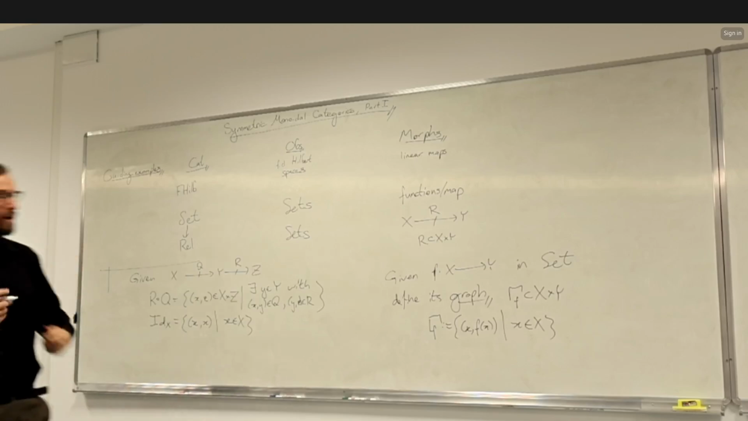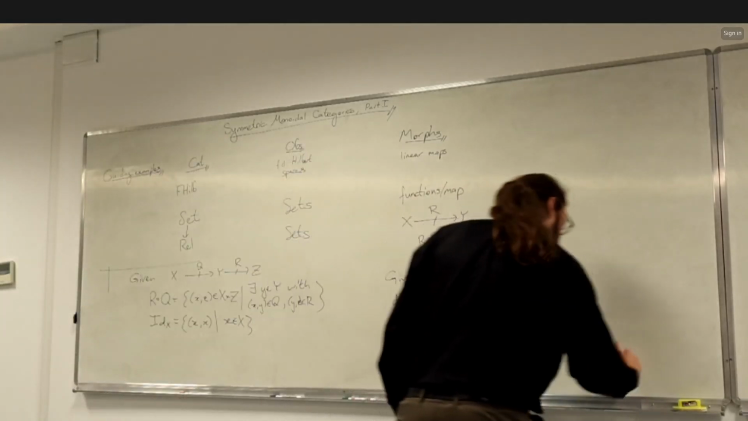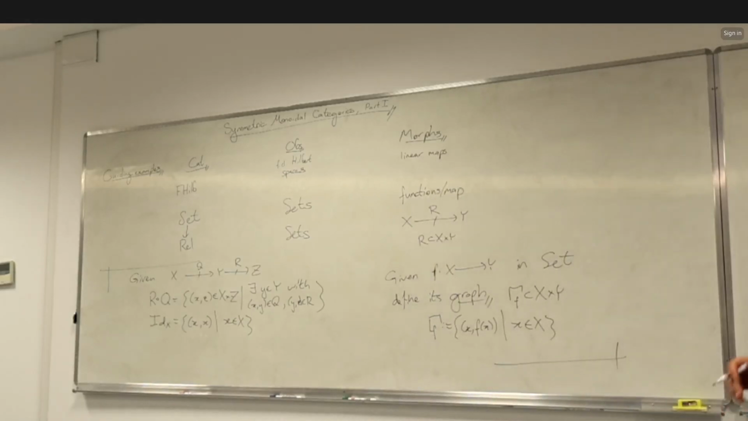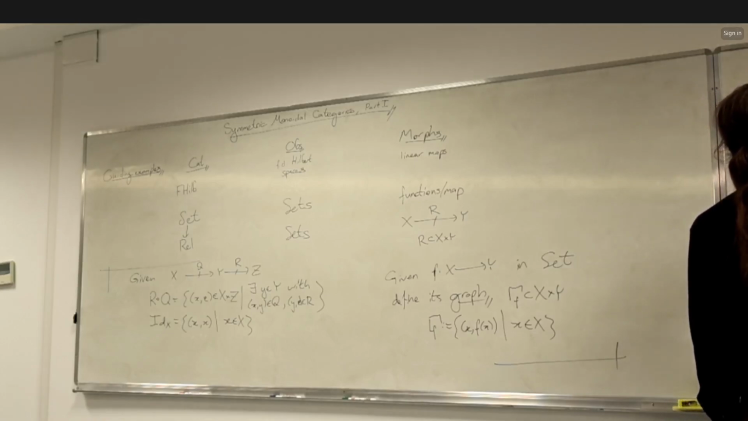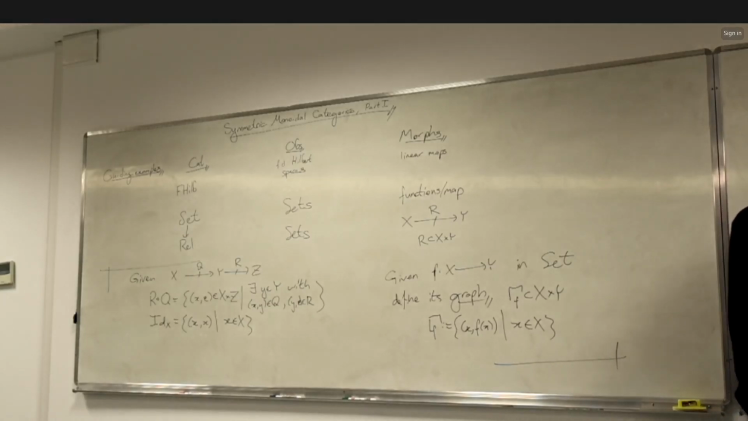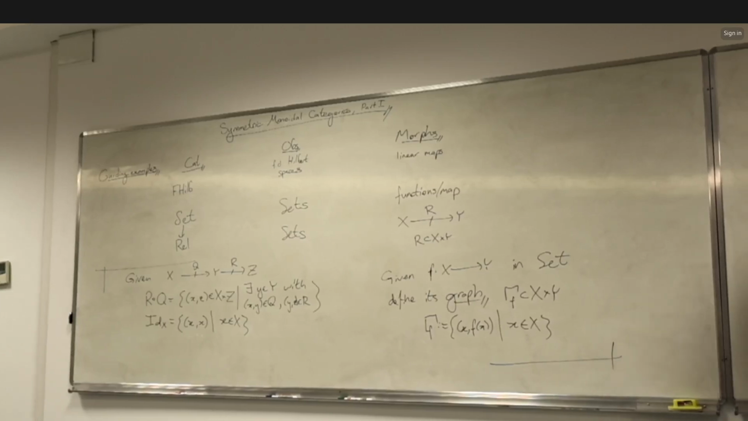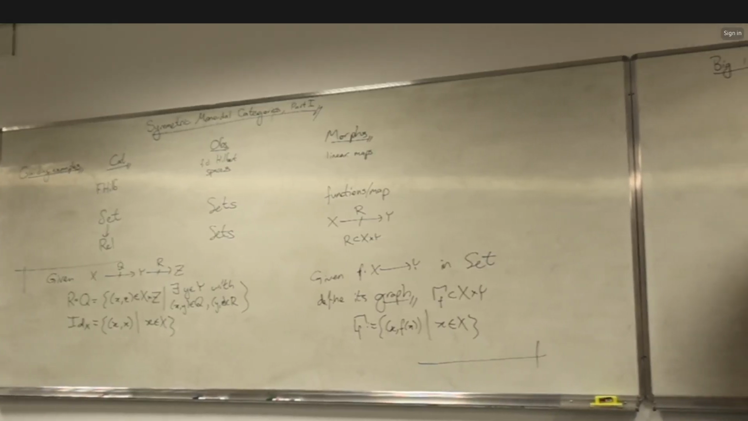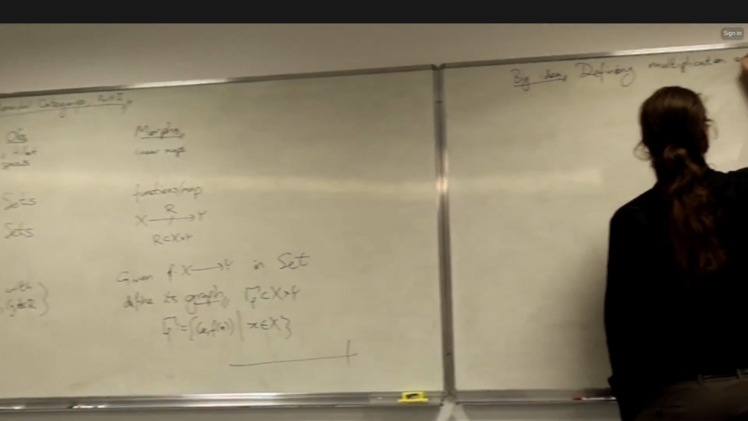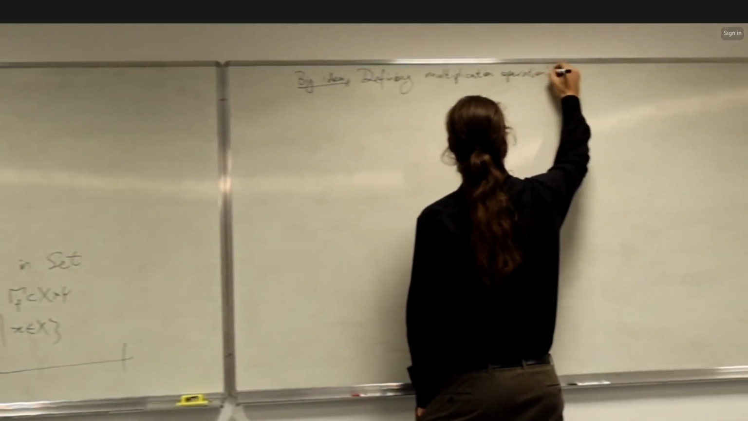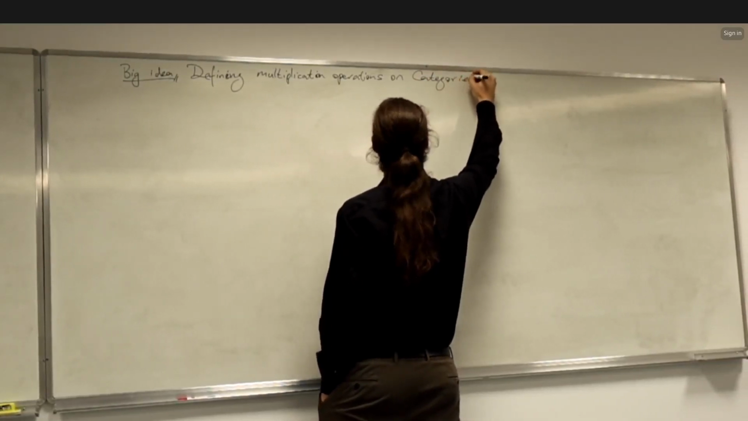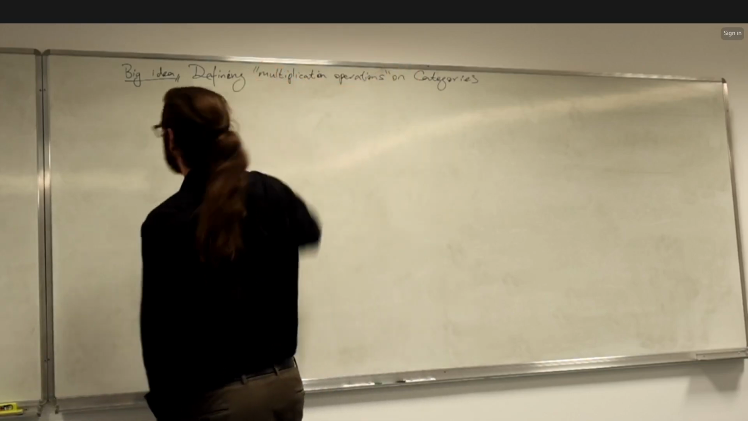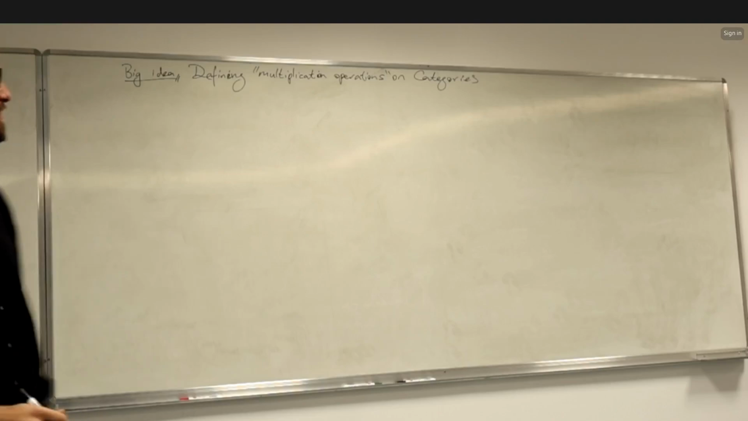Okay, so with that sidebar out of the way, let's come to the main idea of today's talk. Is defining multiplication operations on categories. And let me put multiplication operations in scare quotes because it's perhaps a little more complicated than that.